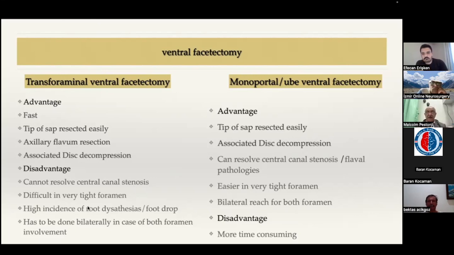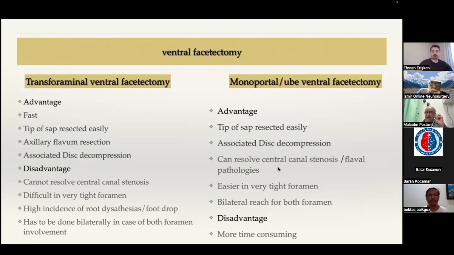So therefore, I've written here: difficult in a very tight foramen, high incidence of root dysesthesias, even foot drops, has to be done bilaterally in case of both foramen involvement. Monoportal or UBE ventral facetectomy. Advantages, yes, tip of SAP easily resected. Associated disc decompression can be done, yes. Can resolve central canal stenosis, flaval pathologies. You have a flaval cyst, you have a lateral recess stenosis, you can very easily resolve it without cutting too much of the SAP.